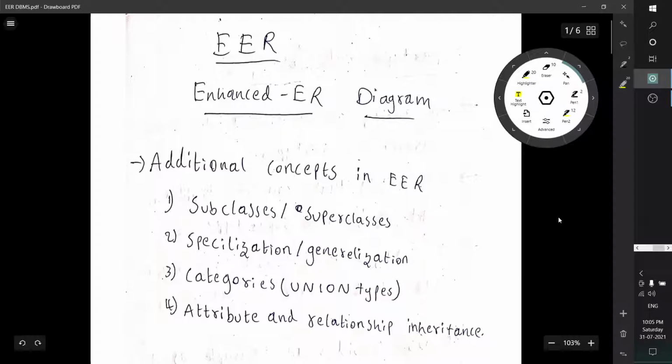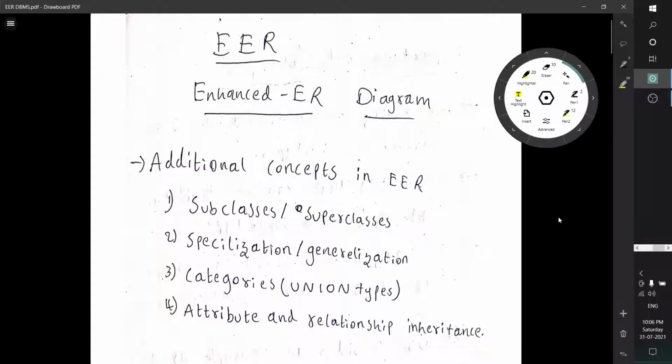So welcome back guys, this is Madhav PVL and today we are going to discuss the enhanced entity relationship diagram. So EER. This is one of the advanced topics in database management systems. So, enhanced entity relationship diagram.